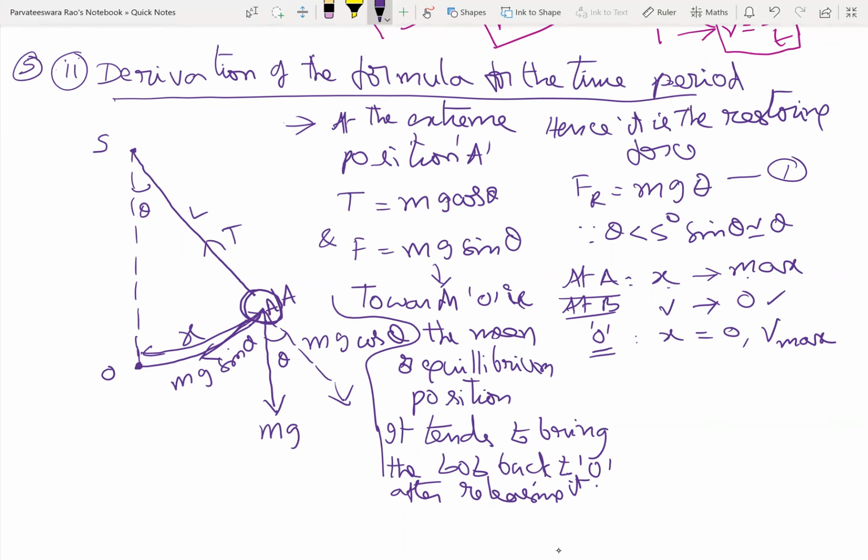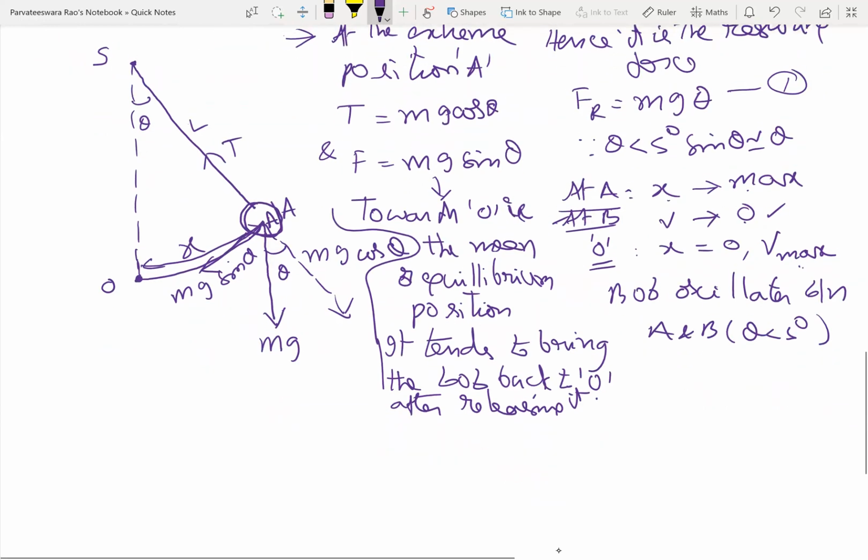What can you conclude from this? As the pendulum oscillates, the velocity of the bob increases from 0, attains a maximum at the mean position, becomes 0 at the other extreme position, and again becomes maximum at the mean position. Thus the bob oscillates between the extreme positions A and B, with angular displacement less than 5 degrees, with varying velocity.